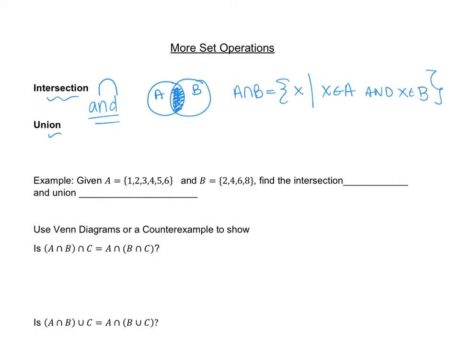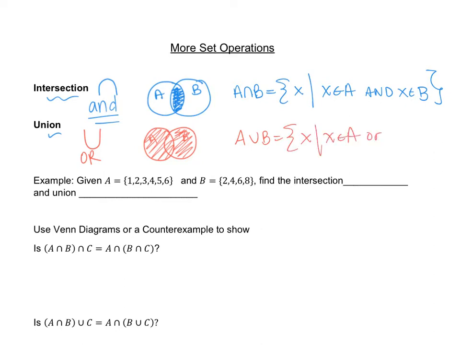For union, and it's represented with a U, what we're saying is or. So if I have, again, kind of the same picture, we're saying, okay, you could live in A or you could live in B, or you could even live in both. So as long as you're somewhere here, you're in the union. So A union B, you have to be: x is in A or x is in B. And again, that "or" could be both. If you're in the intersection, you're in the union.